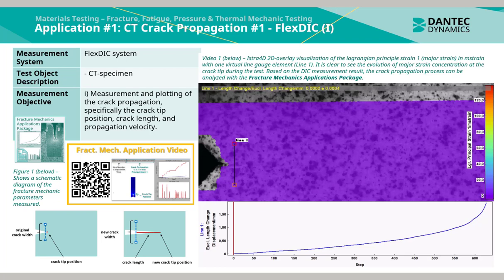In figure 1 below, there is a schematic diagram of the fracture mechanic parameters measured, specifically the original crack width, the crack tip position, the new crack width, the crack length, and the new crack tip position.